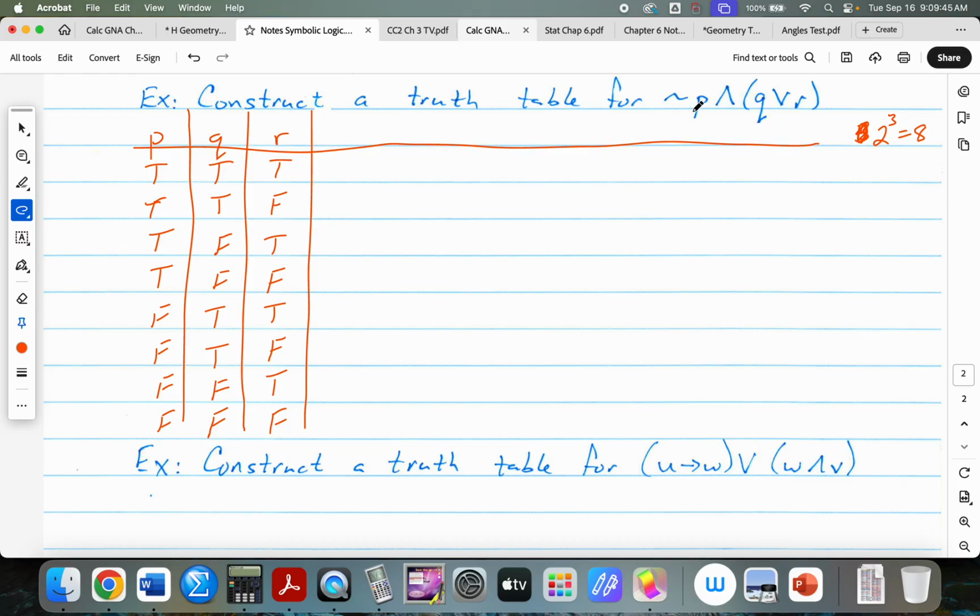All right, the first thing in my compound statement is not P. So I need a column for not P. You don't start with not P. Every year I have at least one student who decides to do that. And I'm like, well, I need to know what P's truth value is before we get into this part. So for not P, that's just the opposite of P. So that's false, false, false, false, true, true, true, true.